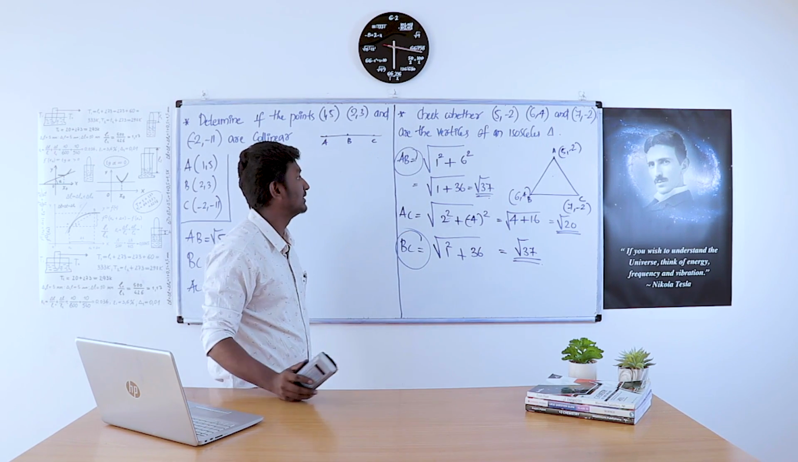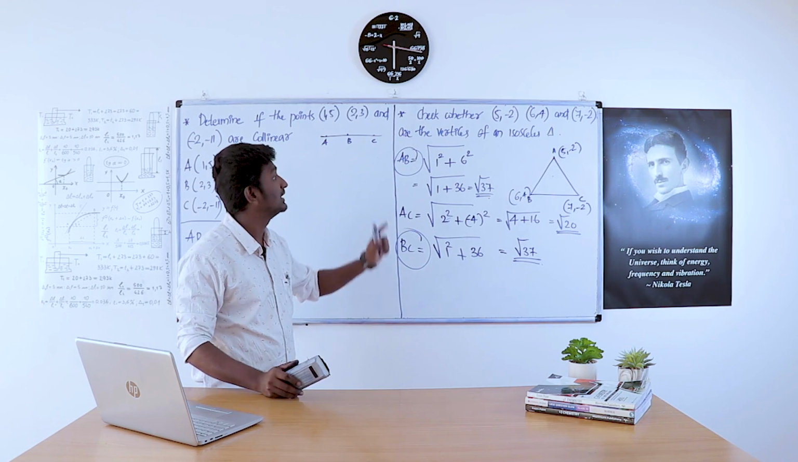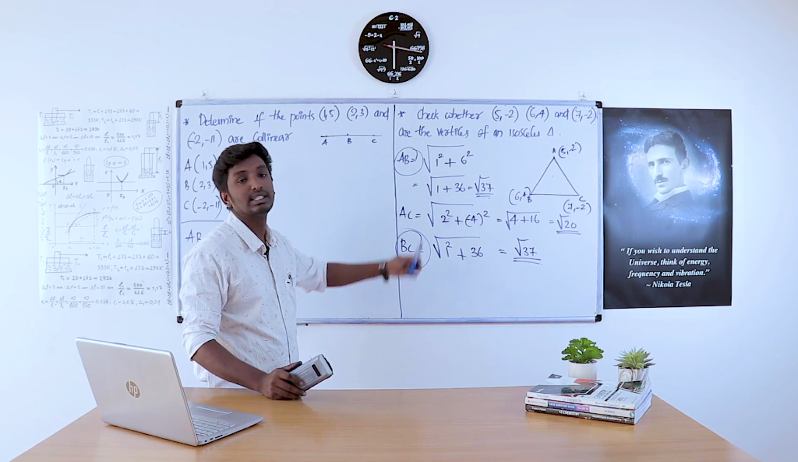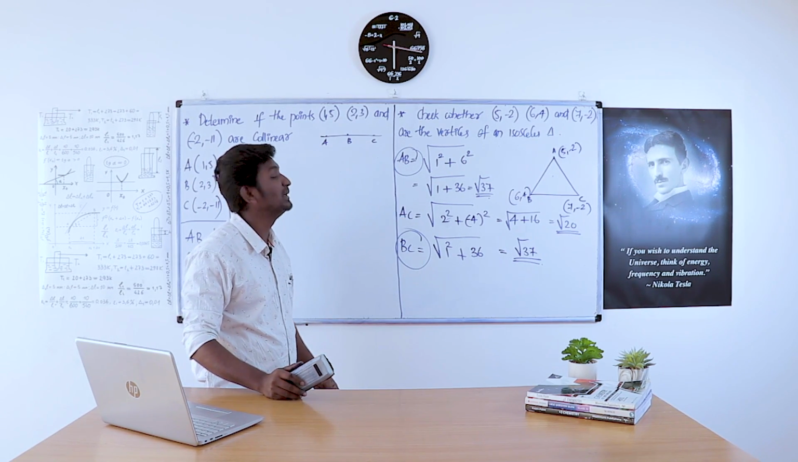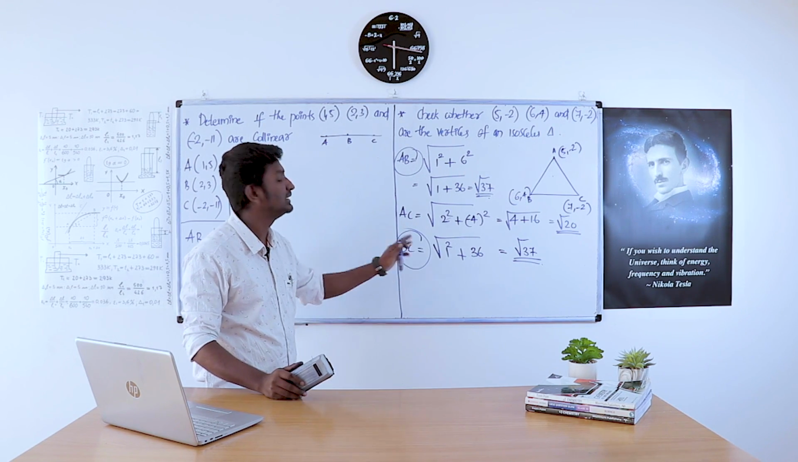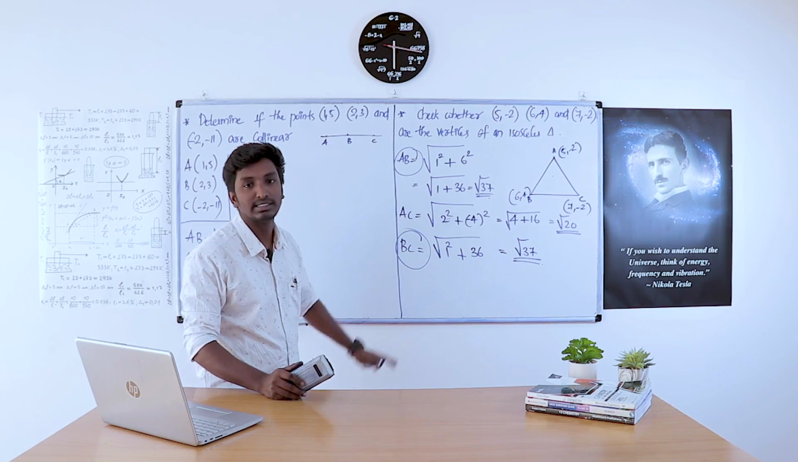AB and BC are equal. If two sides of a triangle are equal, then that triangle is known as an isosceles triangle. So here, this is an isosceles triangle. The triangle ABC having vertices 5 minus 2, 6, 4 and 7 minus 2 is an isosceles triangle that we proved here because AB and BC are root 37.